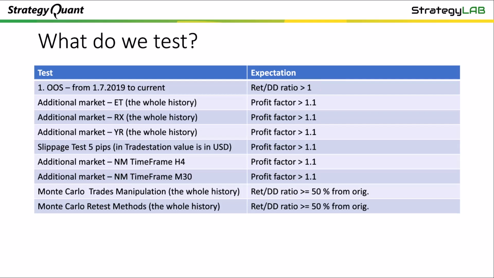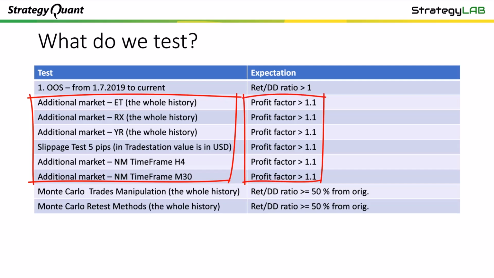The second test is made up of multiple steps, but we have a technique to do these all at once. These are going to be tests for different markets, different time frames, and also a test for slippage. So we will do a backtest on ET, RX, YR, then the slippage of 5 pips, and NM on 2 different time frames. And we want profit factor at least 1.1 for each test.